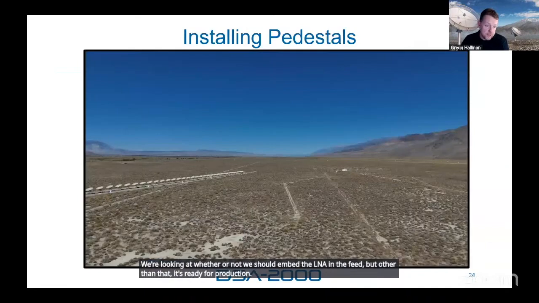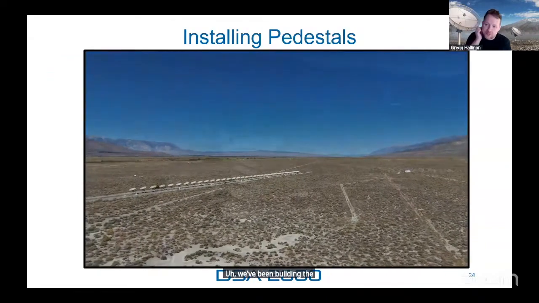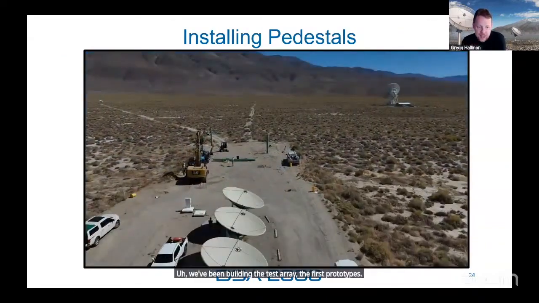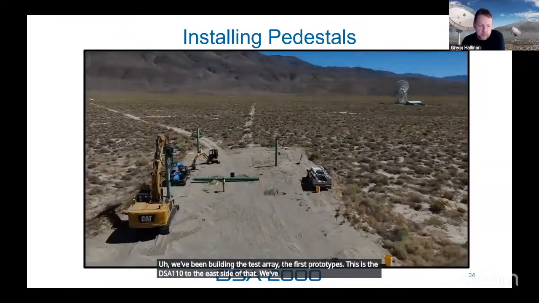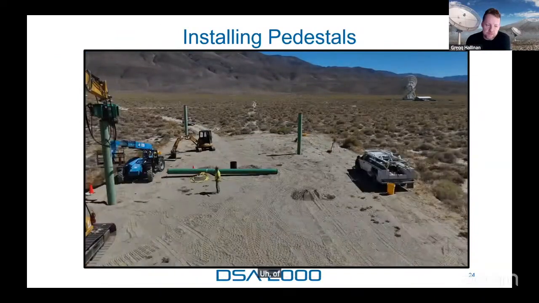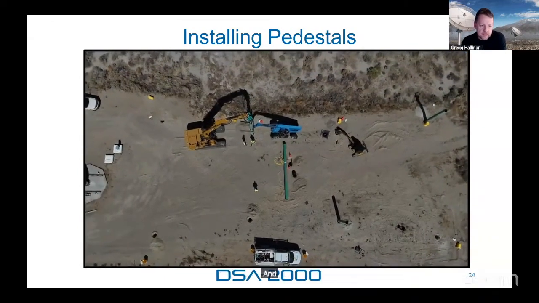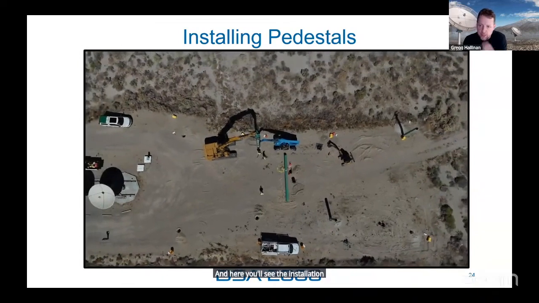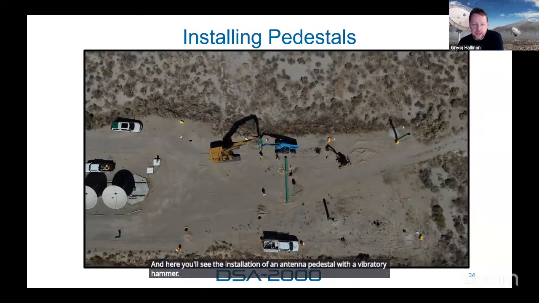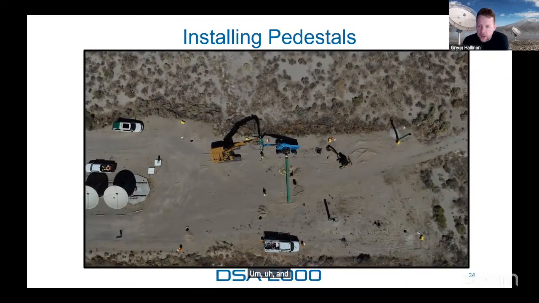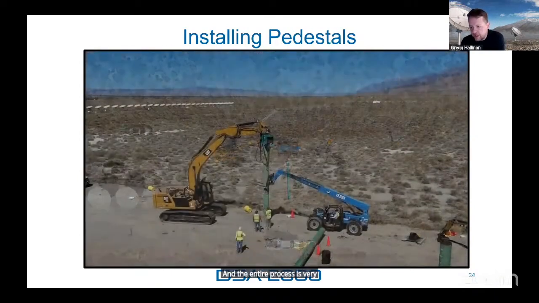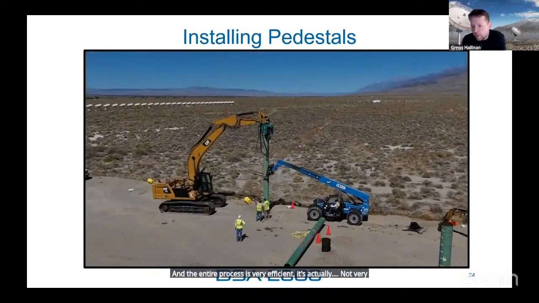We've been building the test array, the first prototypes. This is the DSA 110. To the east side of that, we've been building the first prototypes of the early antennas we want to use. And here you'll see the installation of an antenna pedestal with a vibratory hammer. And the entire process is very efficient. It's actually not very invasive, which is important from an environmental perspective.